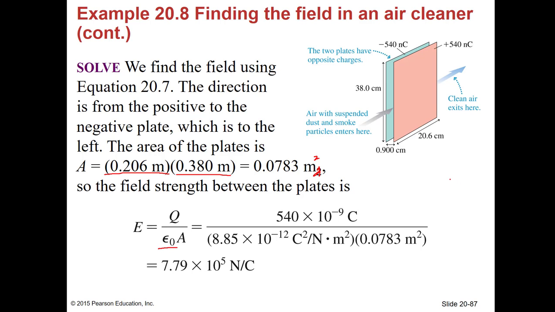Okay. Put it all together, you get 7.8 times 10 to the 5th newtons per coulomb. So pretty big. It's almost large enough to be 1,000,000 newtons per coulomb, and that's the case where you'd actually get a spark. Not quite there yet, though. Okay, good. So charged particles entering this electric field would experience a force and be driven to one side or the other, depending on what charge they have.